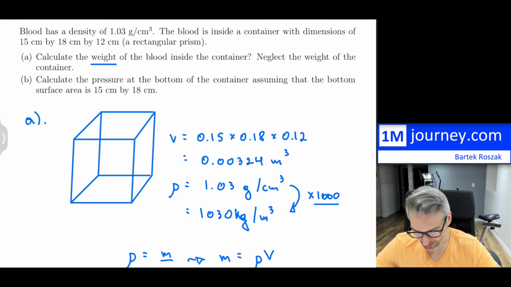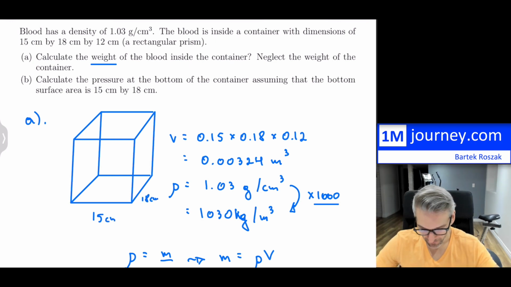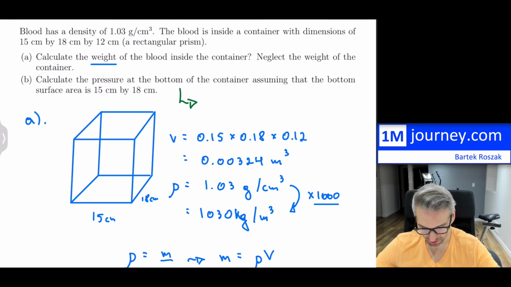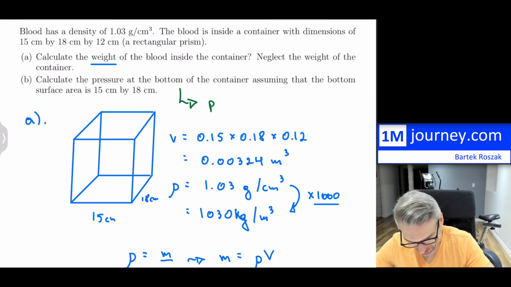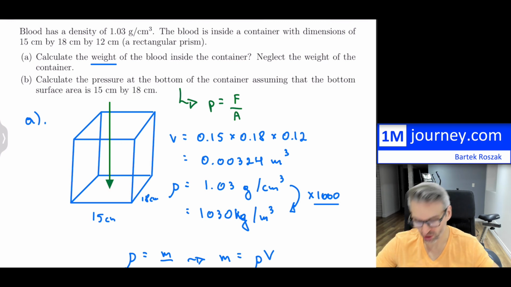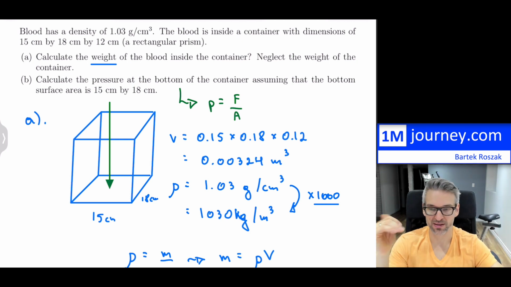Now calculate the pressure at the bottom of the container. Let's say the bottom of the container was 15 centimeters by 18 centimeters. In this case, if they want us to find the pressure in part B, please remember that pressure is the normal force divided by the area. Now the weight is pushing down. So the weight of the blood itself is basically all carried on that bottom, so it's basically pushing on the entire thing. So it is the normal force.